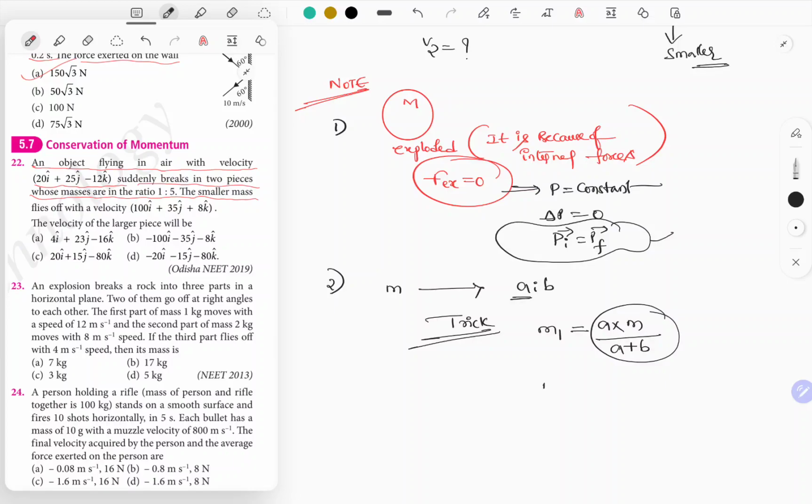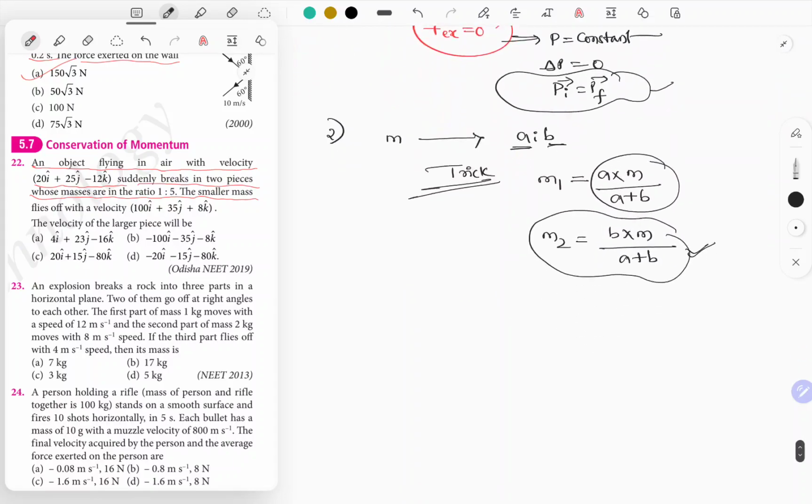Okay, next, what about m2 mass? M2 mass is that ratio, that is b into total mass divided by a plus b. This is the way to represent or find out mass of the individual objects after explosion. Try to remember these points.